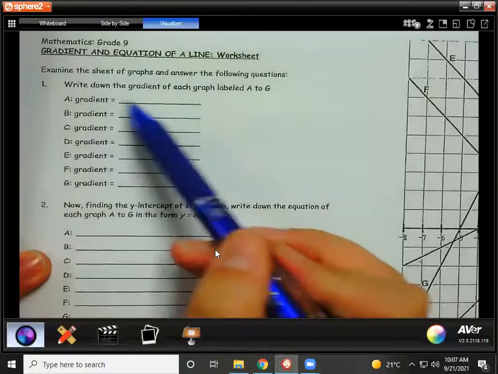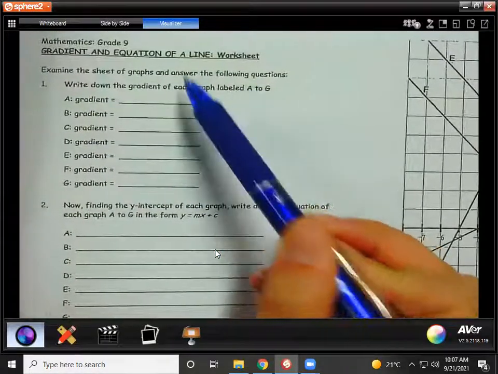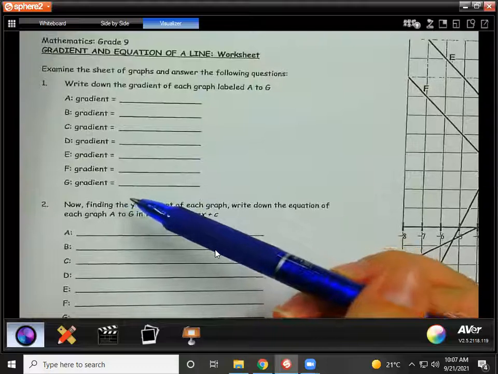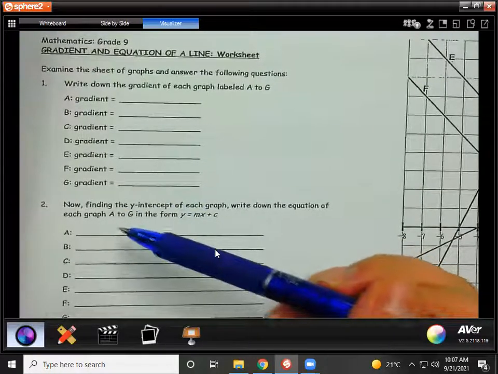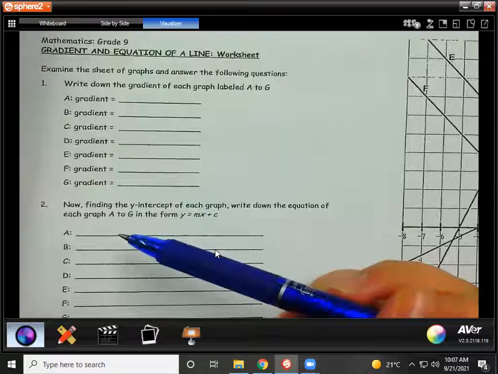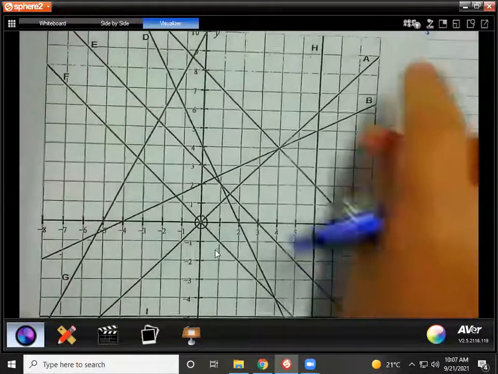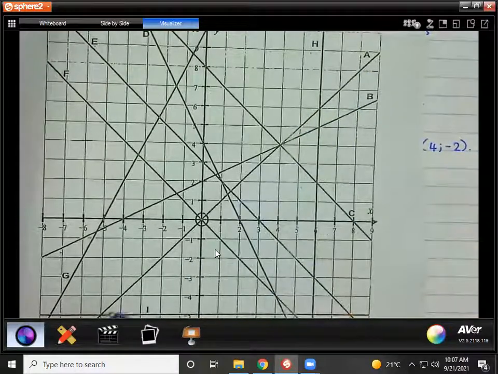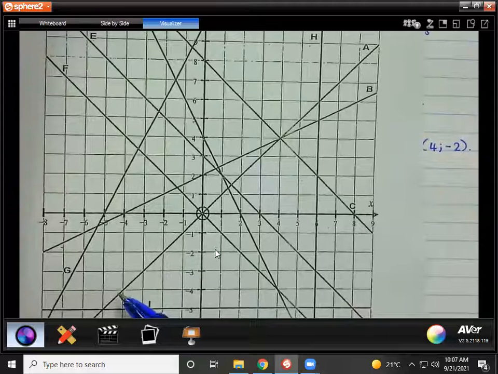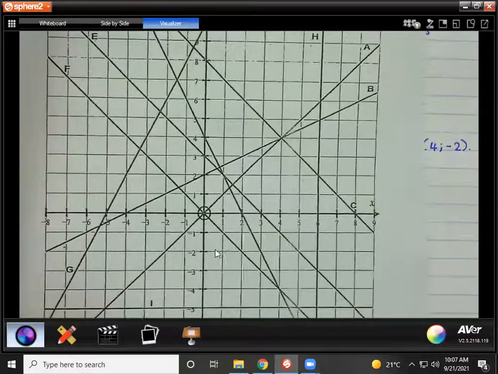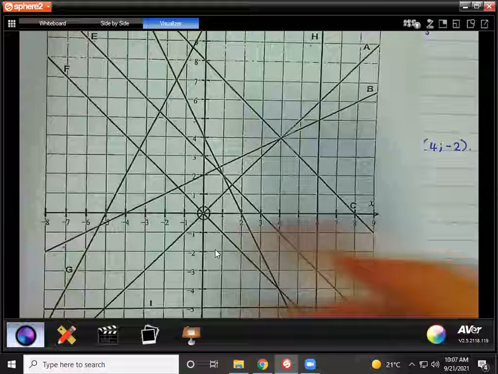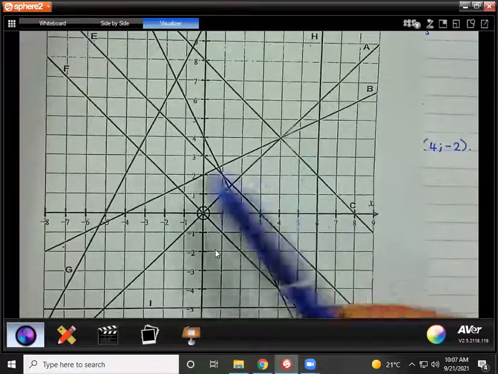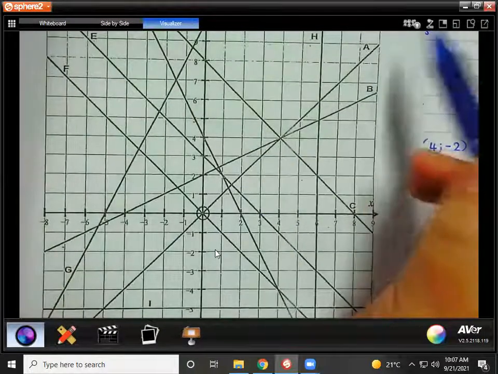Now, guys, in the first question, number 1, they're saying, write down the gradient of each graph labeled A to G. Did they give us points? Right, in the example that we just did, I gave you 2 points and I said, let's find the gradient of the line going through those 2 points. In this worksheet, they haven't given us any points, but they've given us the actual line. And what do we have all over the place on this line? We have lots and lots of points that we can read off. How many points do we need to find the gradient of any line? 2. So let's take a pen or pencil and let's identify 2 points on line A.